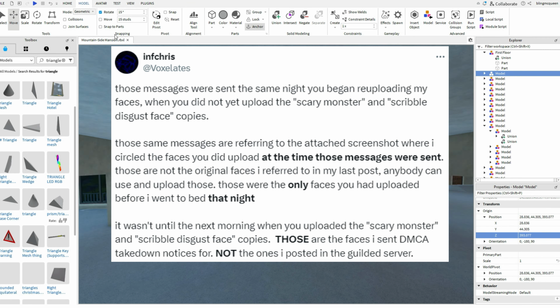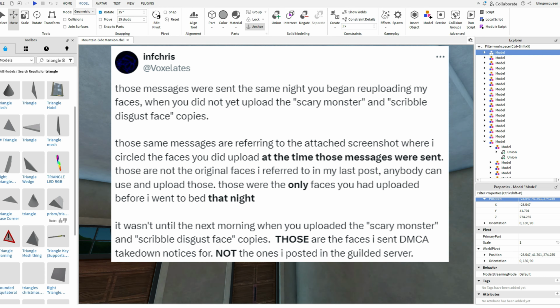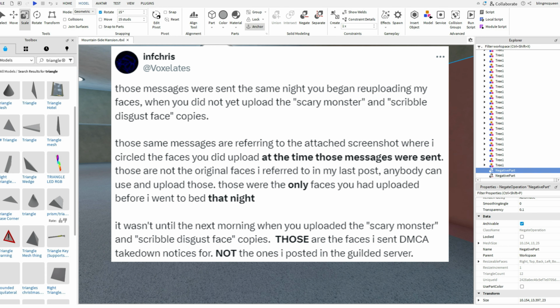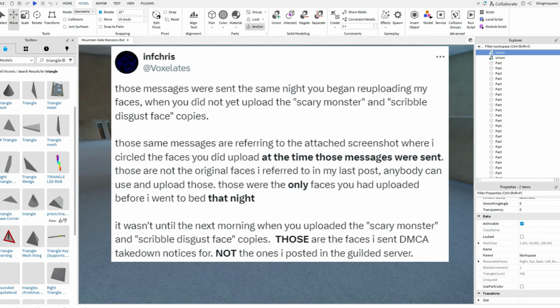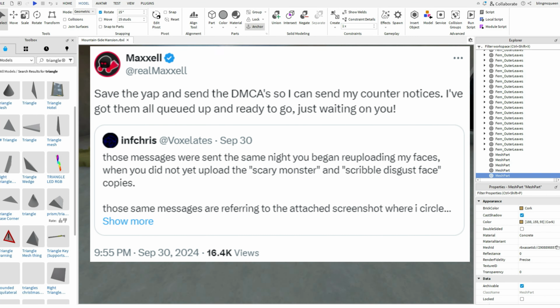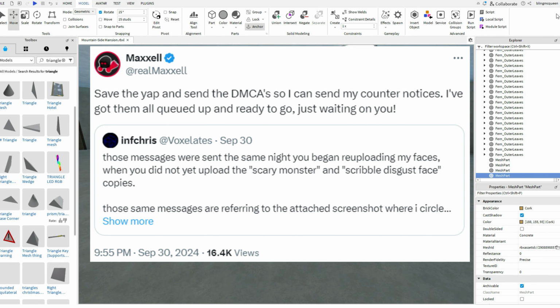"It wasn't until the next morning when you uploaded the scary monster and scribble disgust face copies. Those are the faces I sent DMCA takedown notices for, not the ones I posted in the Gilded server." The conversation ends with Maxell saying, "Save the yap and send the DMCAs so I can send my counter notices. I've got them all queued up and ready to go.